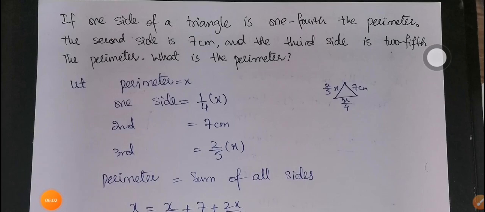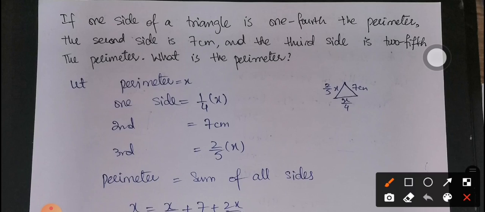We have a next example which is related to geometry. If one side of a triangle is 1/4 the perimeter, the second side is 7 centimeters, and the third side is 2/5 the perimeter, what is the perimeter? So let's suppose the perimeter to be x, and here is the triangle. One side is given to be 1/4 the perimeter. 1/4 means 1/4 of the perimeter, meaning we are going to multiply the perimeter with it.